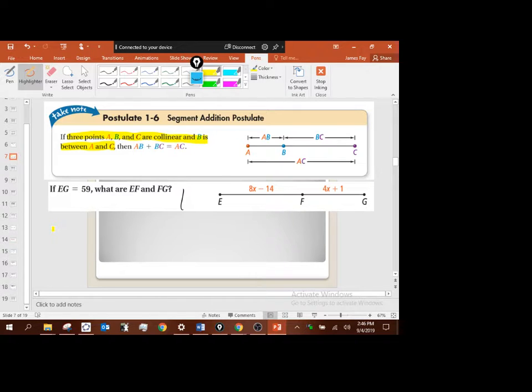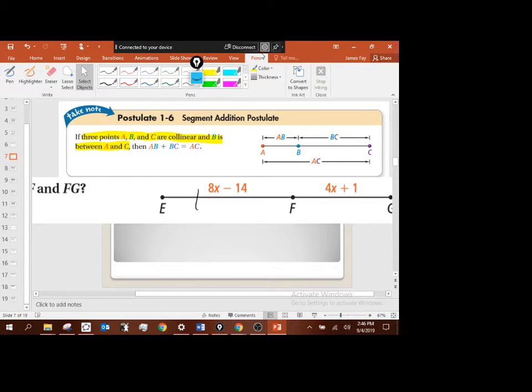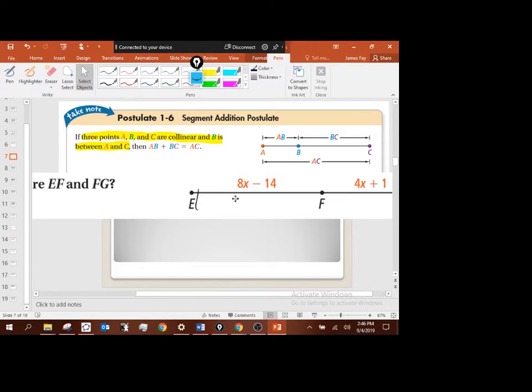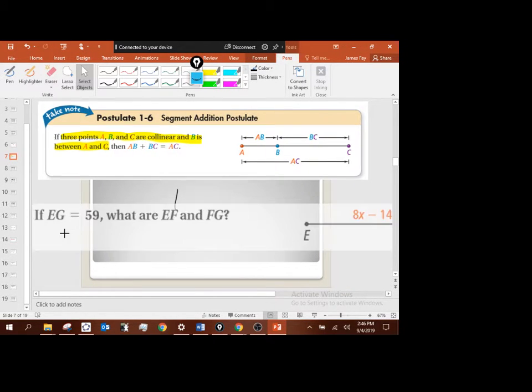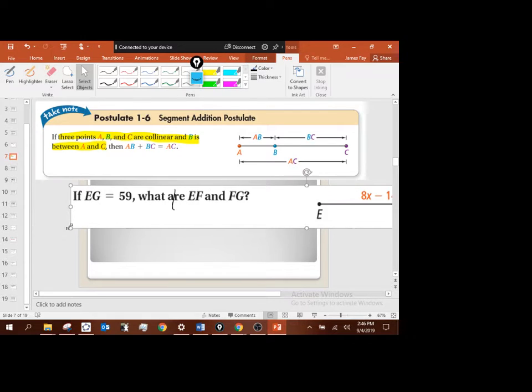Okay? We'll go through this example here, and then we'll tackle that statement a little bit more and address it in more detail. But what the segment addition postulate says is, if you have 3 points that are collinear, okay? So let's look at, I made that too big.